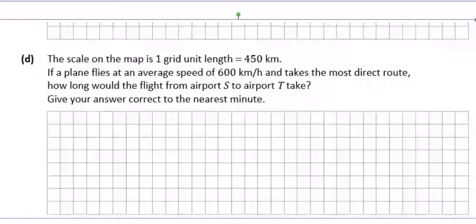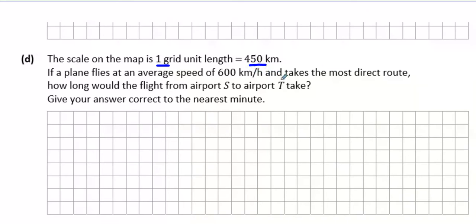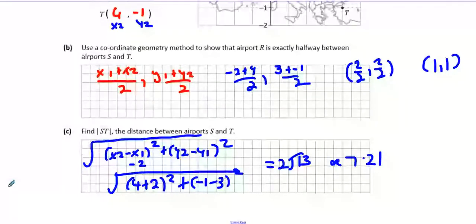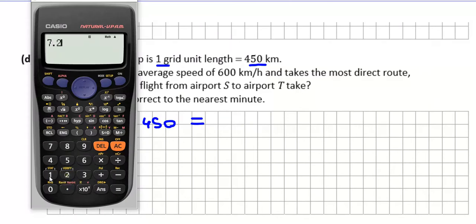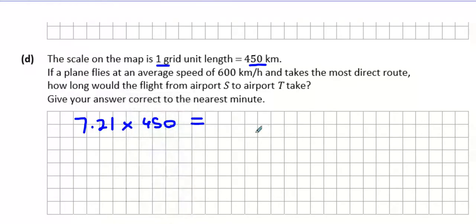Now, D. If the scale on the map is 1 grid unit to 450 kilometers, and an airplane flies at an average speed of 600 kilometers an hour and takes the most direct route, how long will it take to fly from S to T? Well, we said earlier that it's 7.21 units. So it's 7.21 multiplied by 450, which is 3,244.5 kilometers.